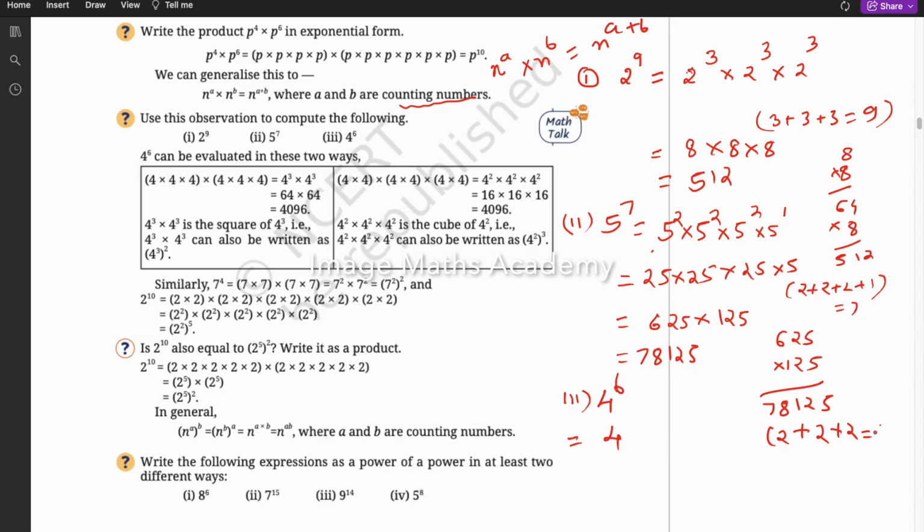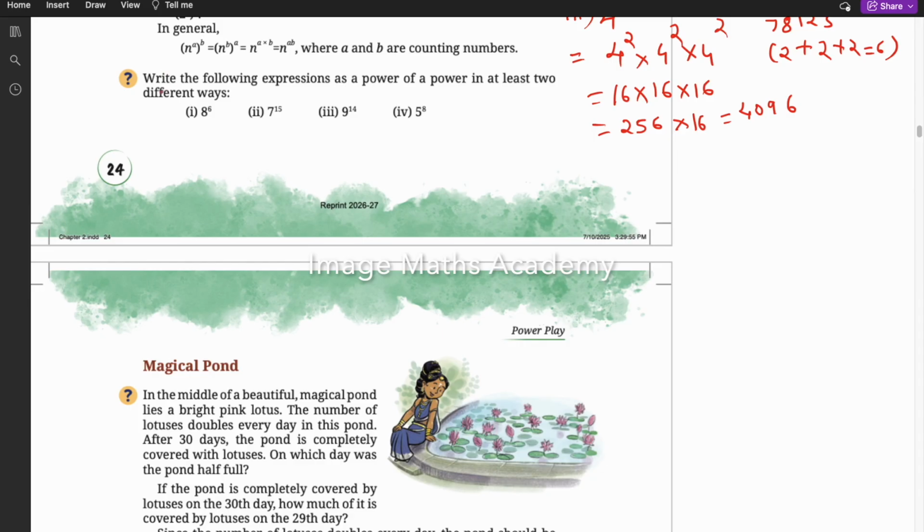Third one, 4 to the power 6 है, so 4 to the power 6, write 6 in the form of 2 plus 2 plus 2. So 4 to the power 2 multiplied by 4 to the power 2 multiplied by 4 to the power 2, and 4 to the power 2 होता है 16. 4 multiplied by 4 is 16. 16 multiplied by 16 is 256, multiplied by 16 which is equal to 4096.